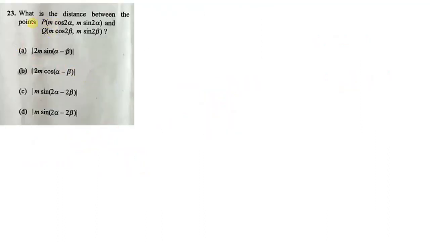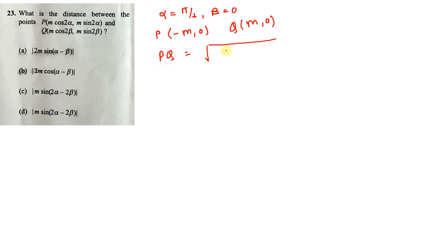Now question number 23 is, what is the distance between the points? Let's say alpha is equal to pi by 2 and beta is equal to 0. So now coordinate of P is (-m, 0) and Q is (m, 0). Now the distance between these two points is PQ, that is equal to root of 2m square plus 0, that is equal to 2m.